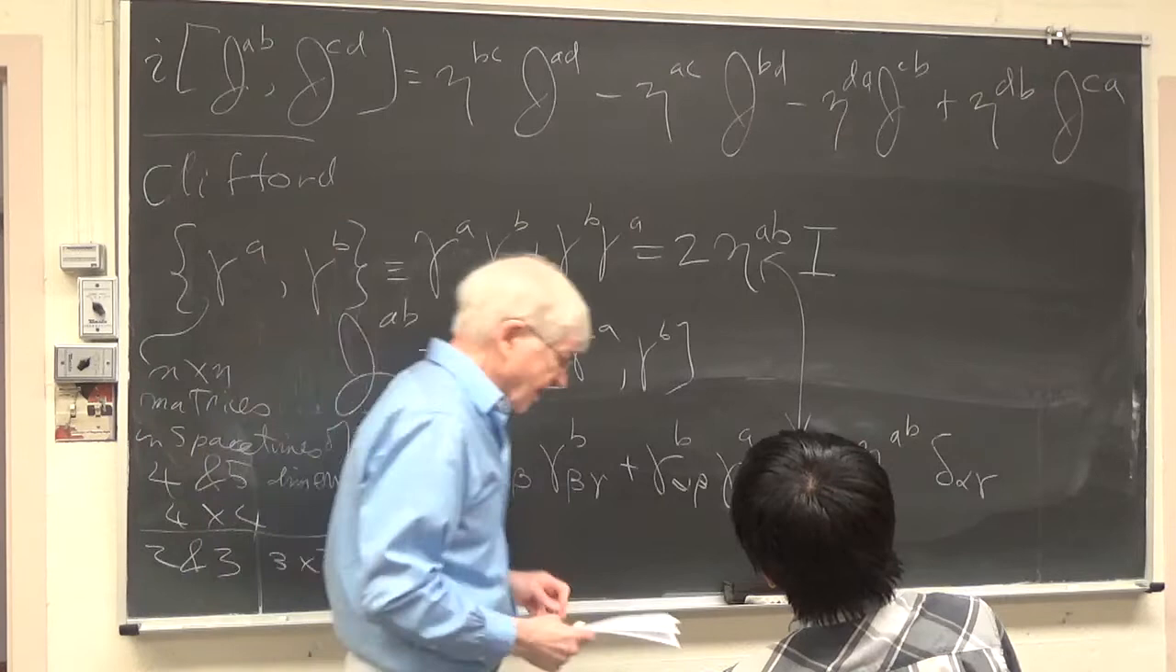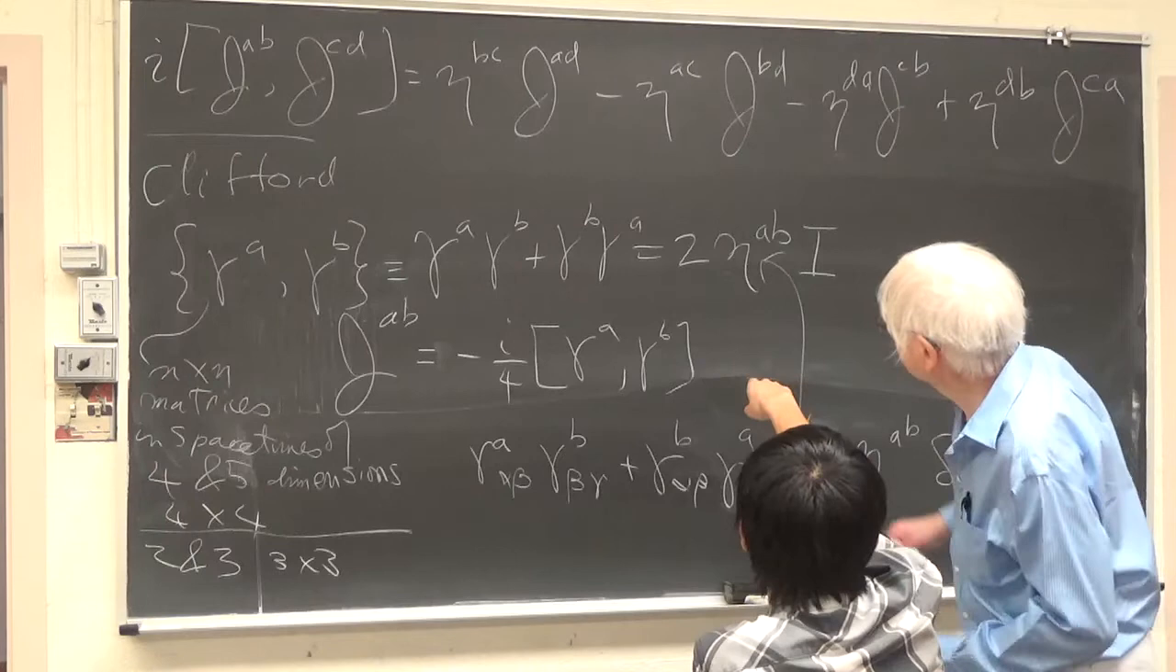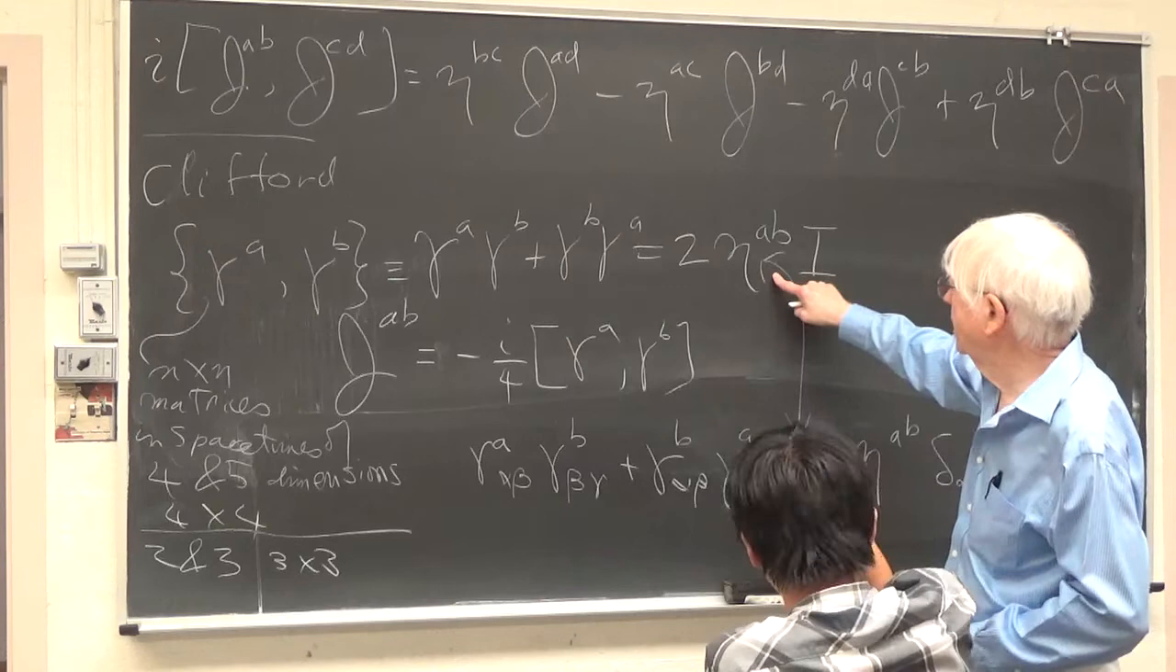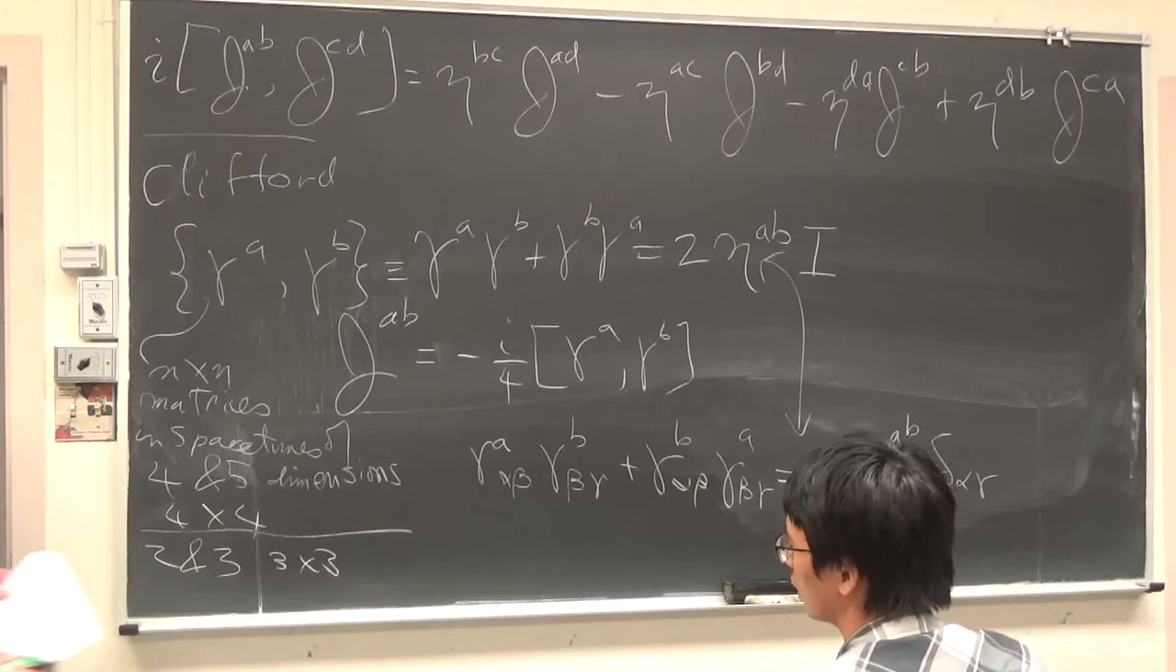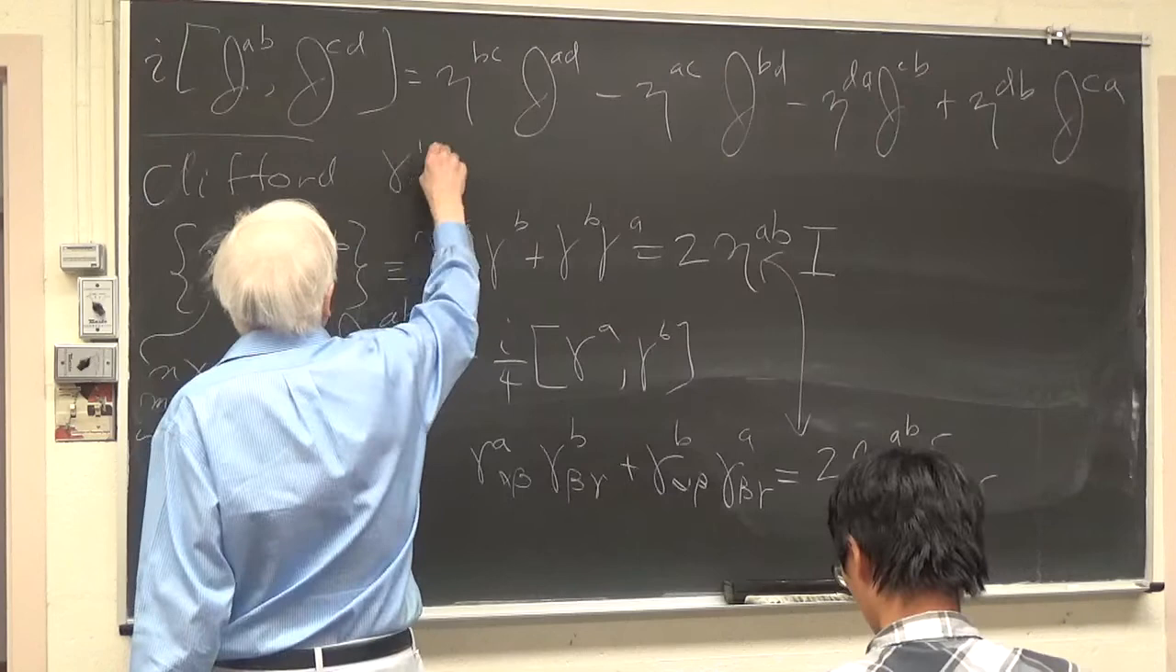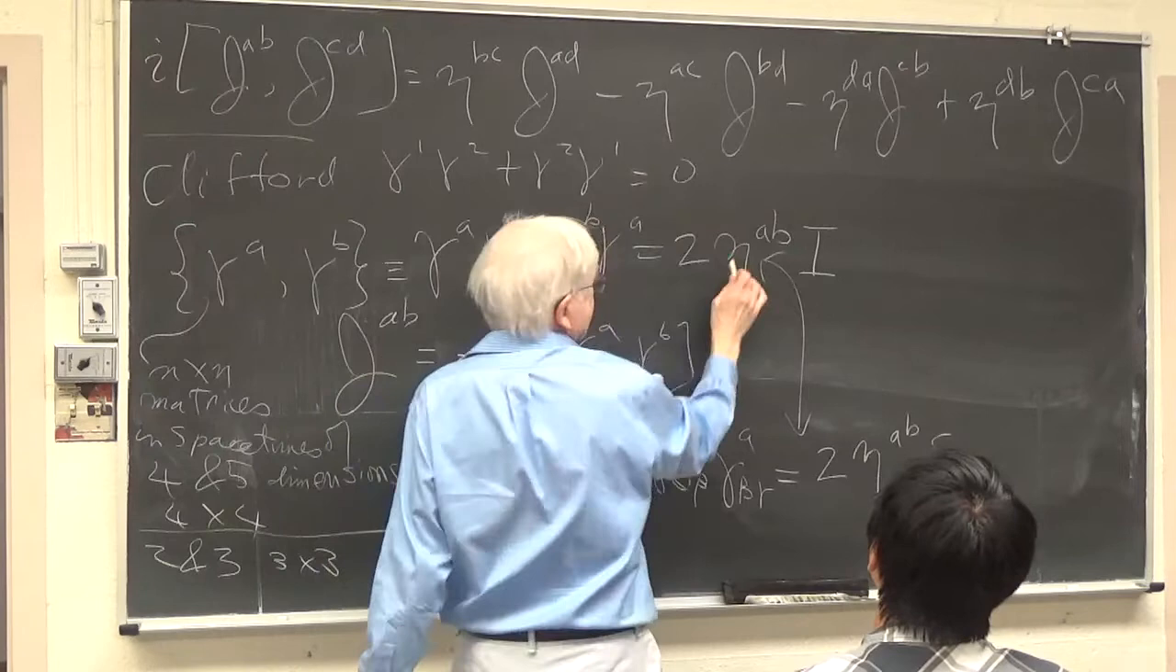So what is this? Is this expression a component? What is this? Well, all right, let's do an example. I owe you about two or three of these. Gamma 1 gamma 2 plus gamma 2 gamma 1 equals 0, because eta 12 is 0.